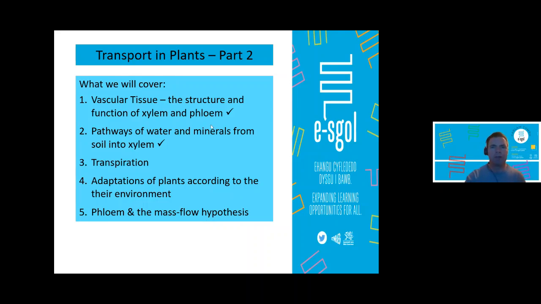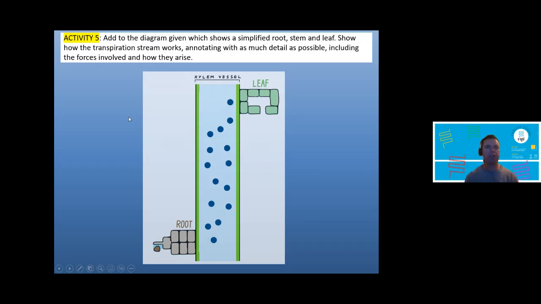So let's go. Next. The first thing I want to show you is an activity that I think is always a good thing to look at. It says, add to the diagram given, which shows a simplified root, stem and leaf, and show how the transpiration stream works, annotated with as much detail as possible, including the forces involved and how they arise. So let's just look at what we've got here. I'm going to explain what those forces are, show you how this should look, and then we'll do a little activity for you to gauge your own recall and understanding on that.